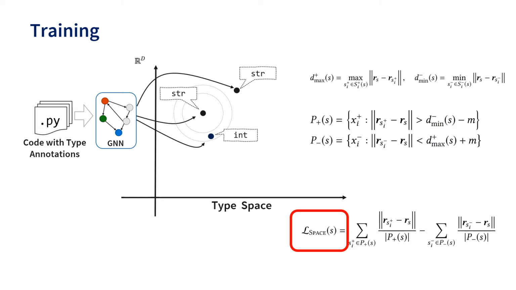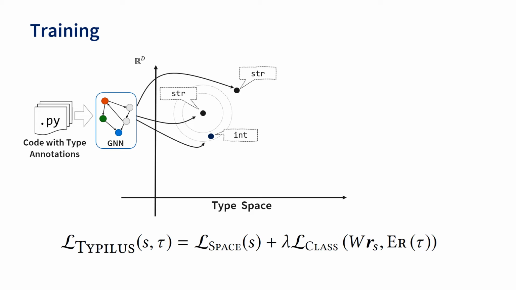Note how the typespace loss differs from the commonly used classification loss. A classification objective would learn to partition the type embeddings into type annotations, leaving no regions representing previously unseen types. Instead, L-space merely requires symbols with the same type to be close by, allowing for regions in the type space to represent new, previously unseen types.